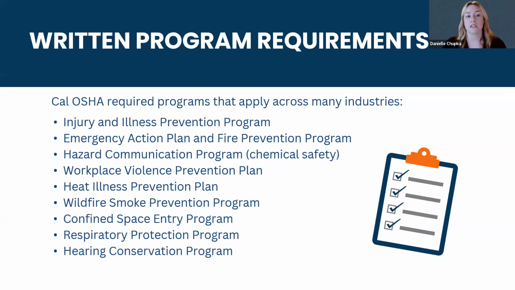Some of the other ones: heat illness prevention plan. This is applying to indoor and outdoor workers now, so that's a newer standard. You also have the wildfire smoke prevention plan. That's if you have workers that are working outdoors when there is a forest fire nearby. Confined space entry, respiratory protection, and hearing conservation are a couple other ones as well that may or may not apply to your business.